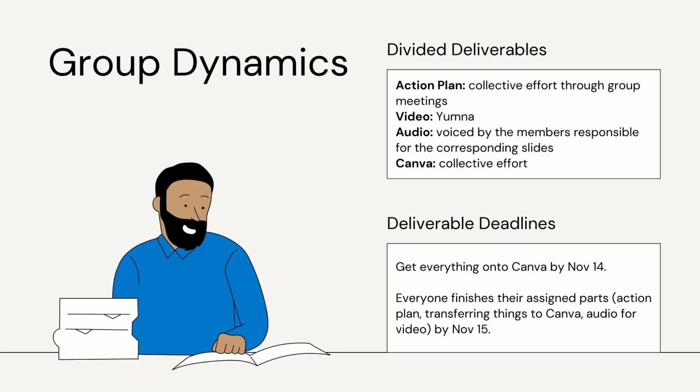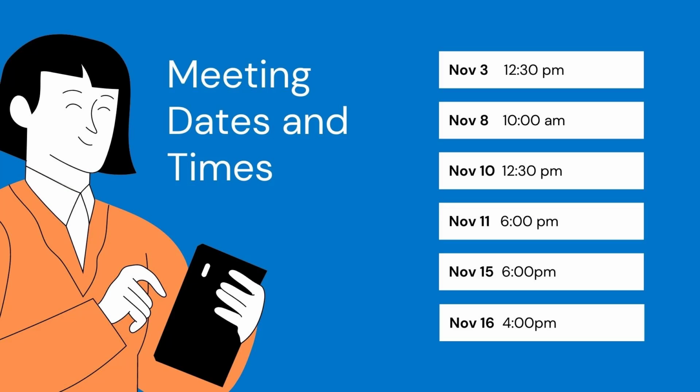For our divided deliverables, we collectively worked through the action plan and Canva presentation in meetings. Everyone worked on the slides and topics they were assigned, and then sent audio to Yumna, who compiled everything into the final video. Our deliverable deadlines were to get everything onto Canva by November 14th, and everyone finishes their assigned parts and video audios by November 16th. We met throughout November on Google Meets to work together on all parts of the assignment for at least an hour each session.